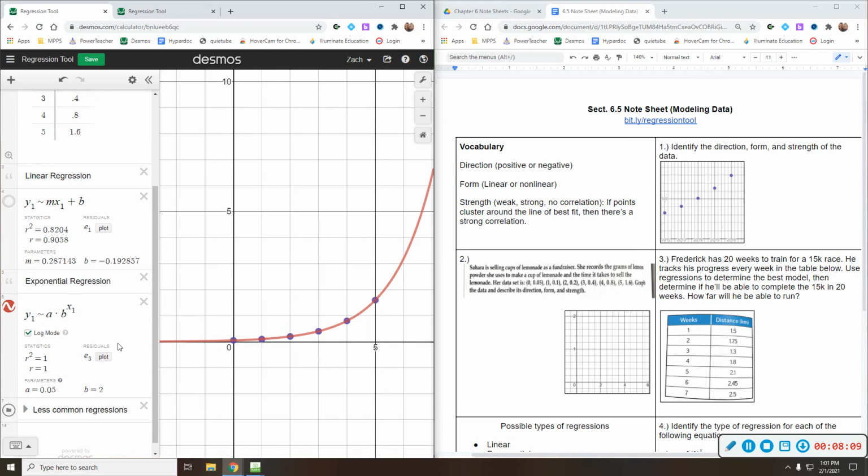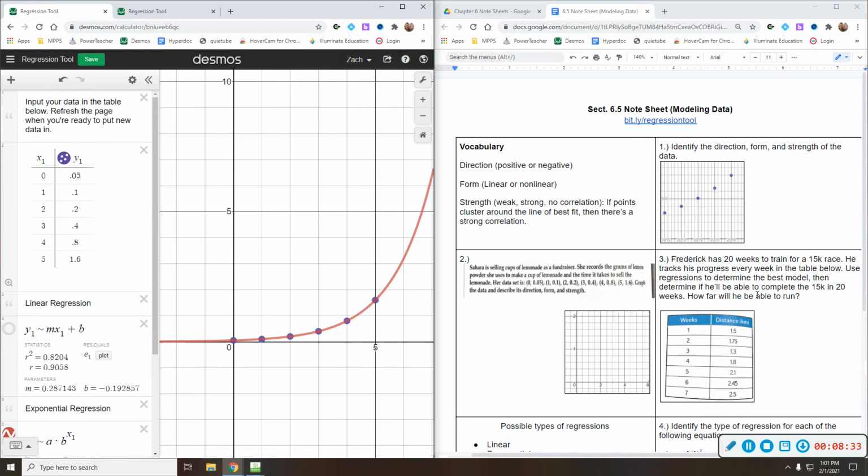So you'd want to plot those points, and then it says, oh, I guess it did ask for the direction, form, and strength. So the direction, I'm not going to try and write with my cursor, I already mentioned it, but just to be clear, again, direction positive, form nonlinear, strength very strong, given the R value here. Don't forget to turn on that log mode so that you can see the R value. Okay, so that's how you set up the regression tool. Let's go on to the next problem here.